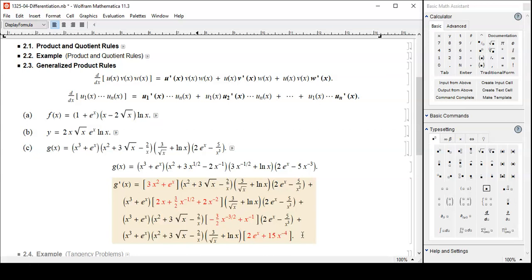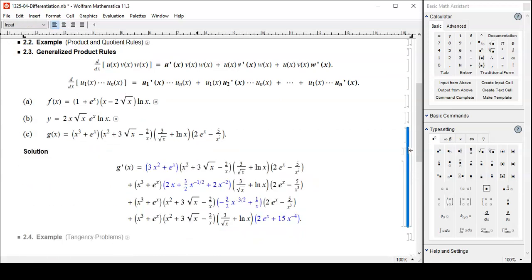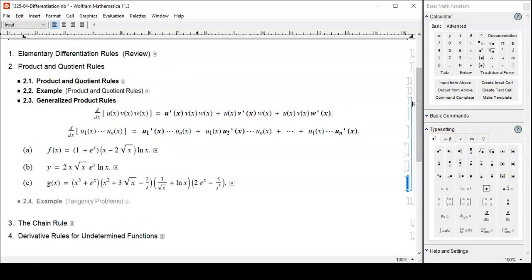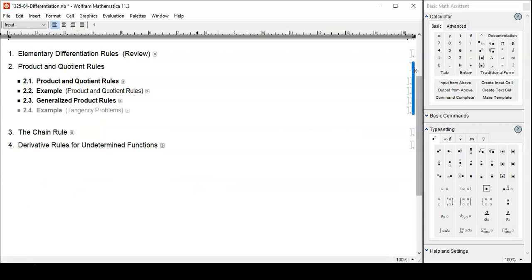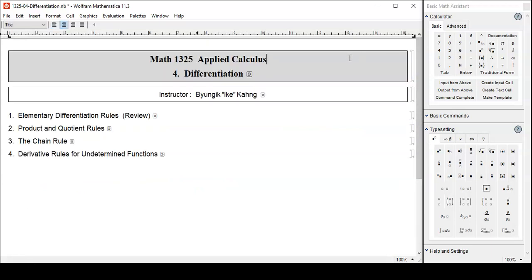Writing everything down in paper, that's not going to be a fun job to do, but with copying and pasting with computer, you can handle it. Even if you have 5 factors, 6 factors, not too bad. Here's the answer key, by the way. Okay, so much for section 2. Remember, product rule, quotient rule, and the generalized product rule up to about 3 factors.